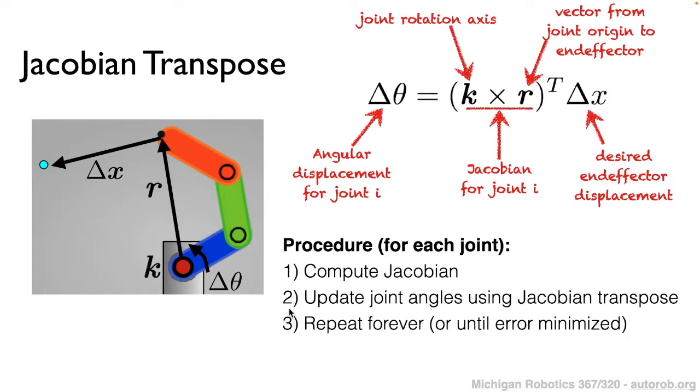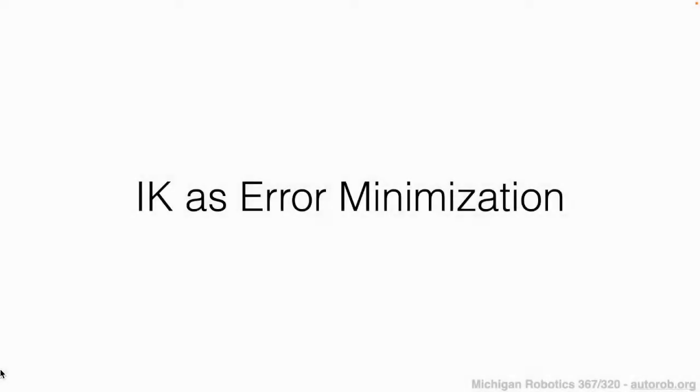So the second step will cause some new state of the system. Then we can go back, compute the new Jacobian for the new state of the system, and repeat this process over and over again until the system converges on the desired set point for our end effector. And so it's an iterative approach. And like I was saying, it turns out, and we'll talk about this more later on in the lecture, that this Jacobian transpose approach is a way of approximately minimizing the error between the current and the desired end effector location. So it's an error minimization technique.